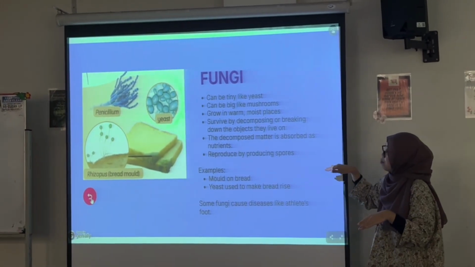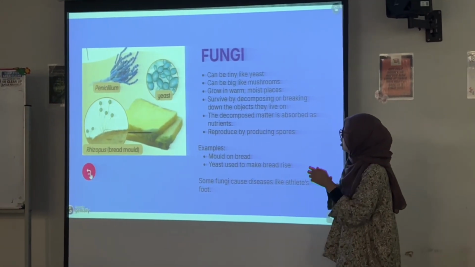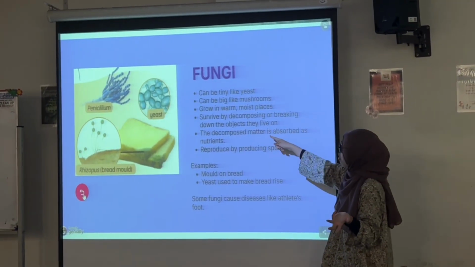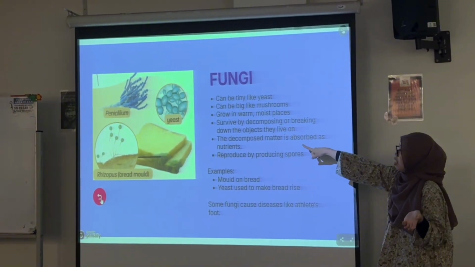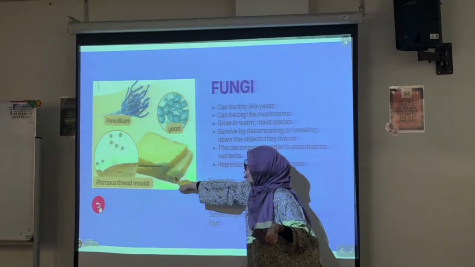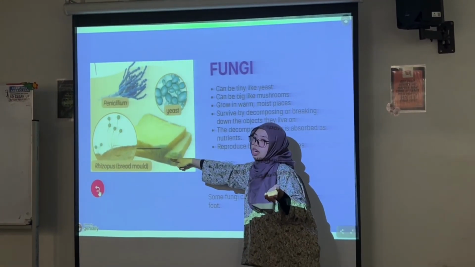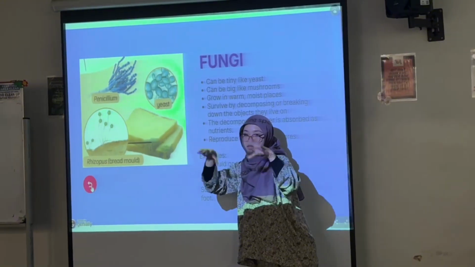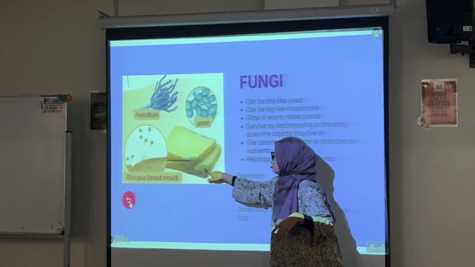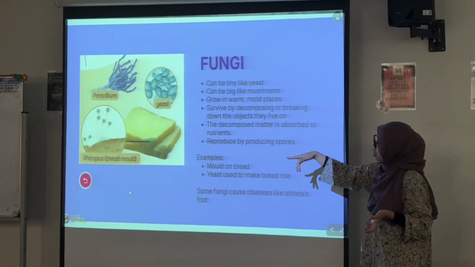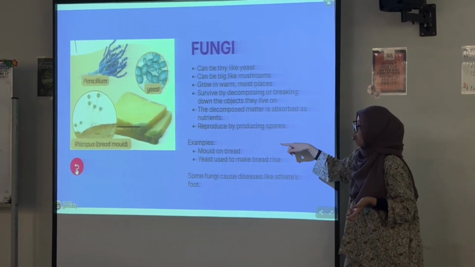It grows in warm, moist places. It can also survive by decomposing, or breaking down, the object that it lives on, like bread mold. If you don't eat the bread within a certain period, it can produce bread mold. Okay. Next, it can reproduce by producing spores. This one, the spore.